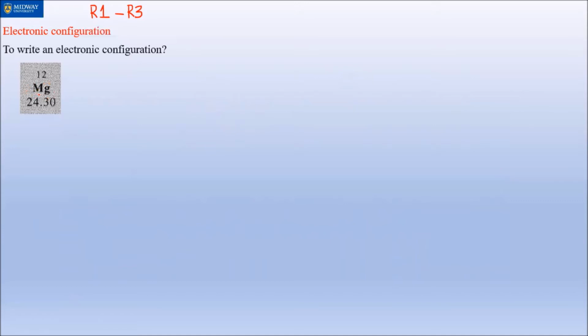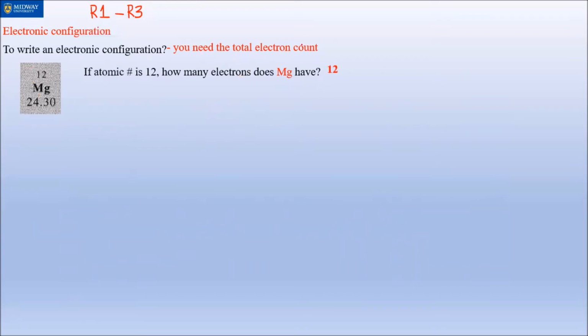To write an electronic configuration, you need the total electron count. How do we know the total electron count? That's what we learned in our previous material. We're trying to connect the bridges. If our atomic number is 12, how many electrons does magnesium have? You guessed it right. It's got 12 electrons. That means our total electron count is 12. Does that make sense, how we are relating the concept? All right, very good. Now let's get into the rules.